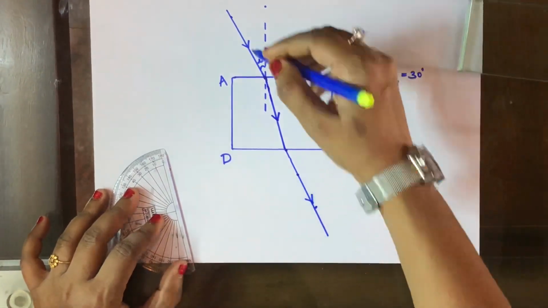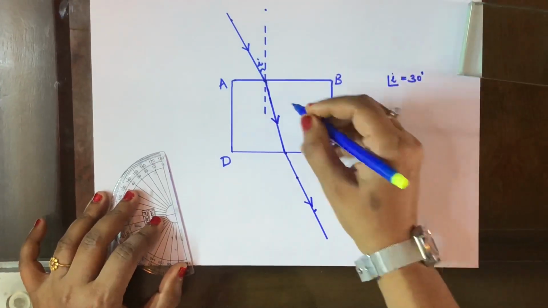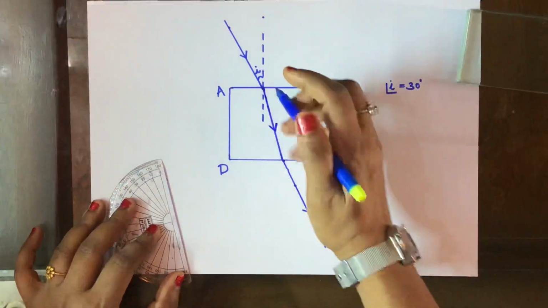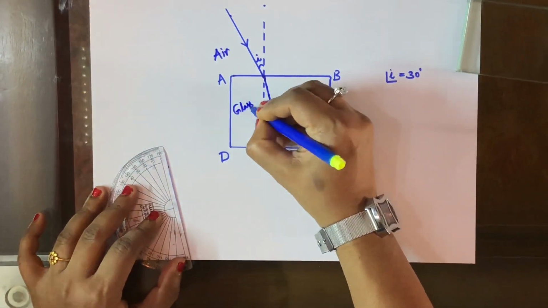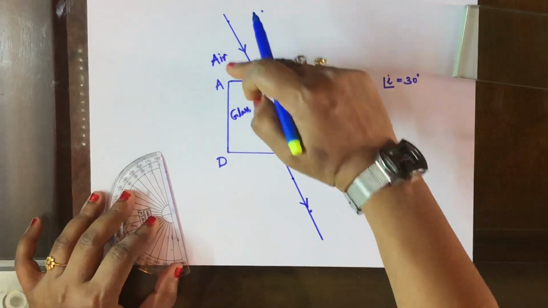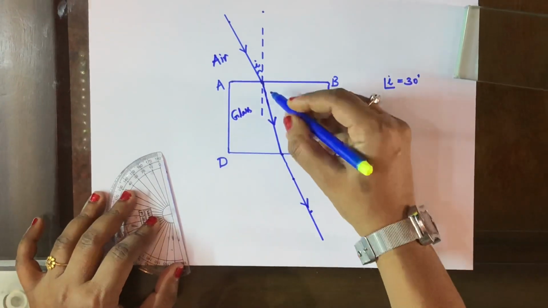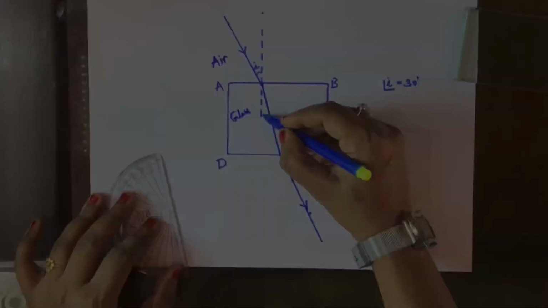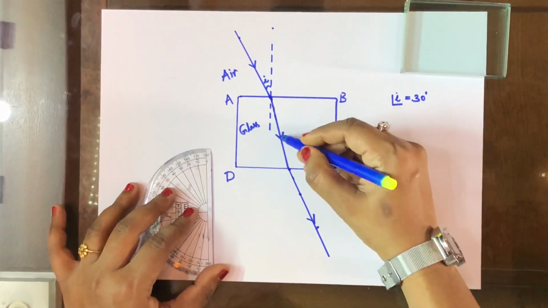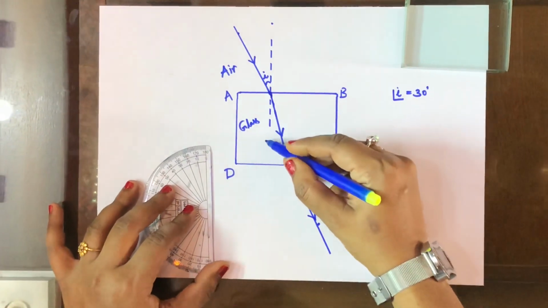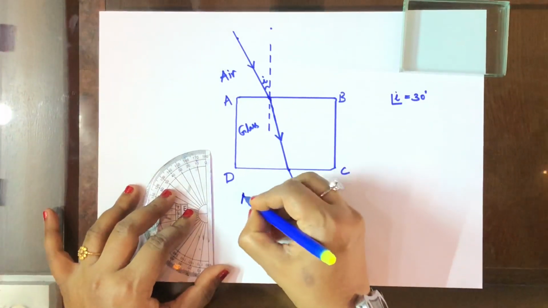So that is how this is the incident ray. As we can see, the incident ray passes from air into the glass. So from the rarer medium into the denser medium, the refracted ray bends towards the normal. Here we can see the refracted ray as it is passing from glass and emerging out into the medium air.